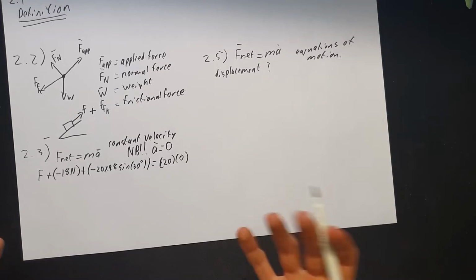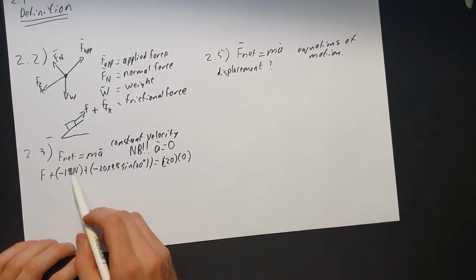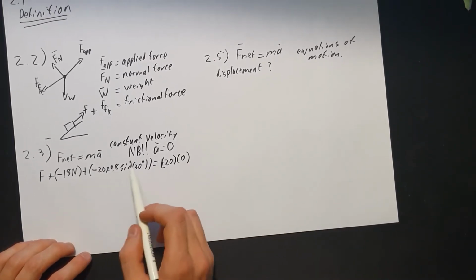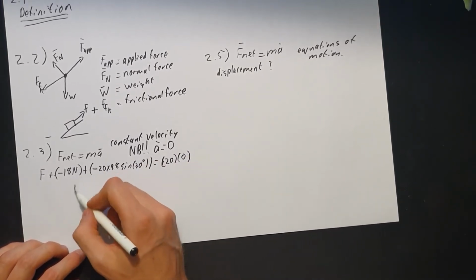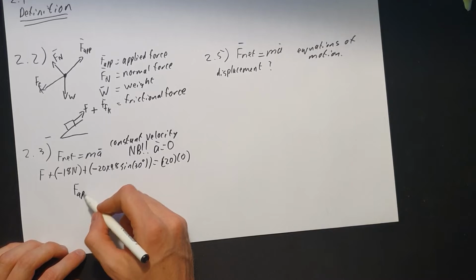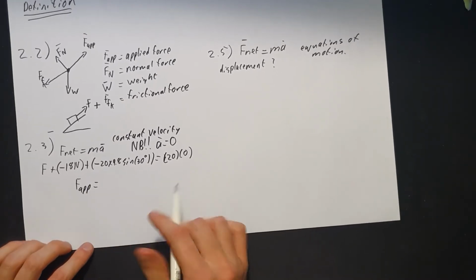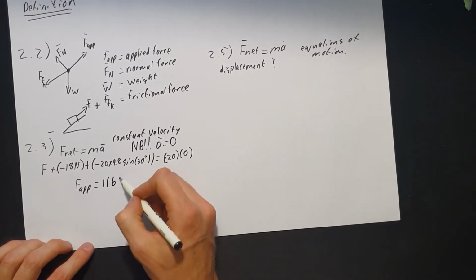Now all that you need to do is plug into your calculator. So you'll have this one minusing off that one. If you take it to that side, it becomes positive, so therefore your F applied, once worked out, is going to give you 116 newtons.